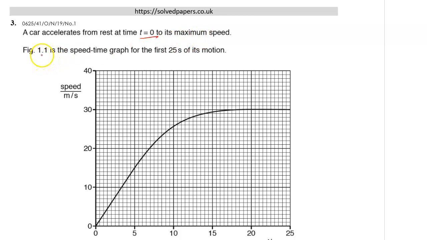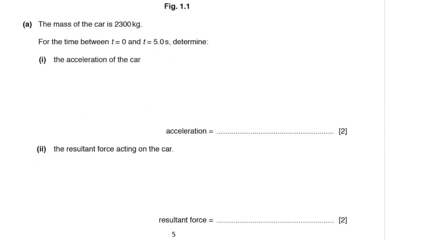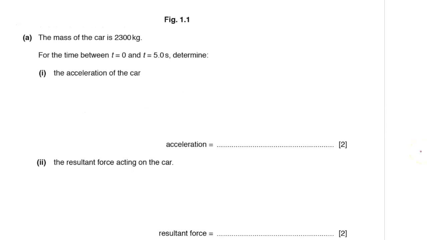Fig 1.1 is a speed time graph for the first 25 seconds of its motion. Okay. Part A. The mass of the car is 2300 kilogram. For the time between T0 and T0 is 5.0 seconds, determine the acceleration of the car.